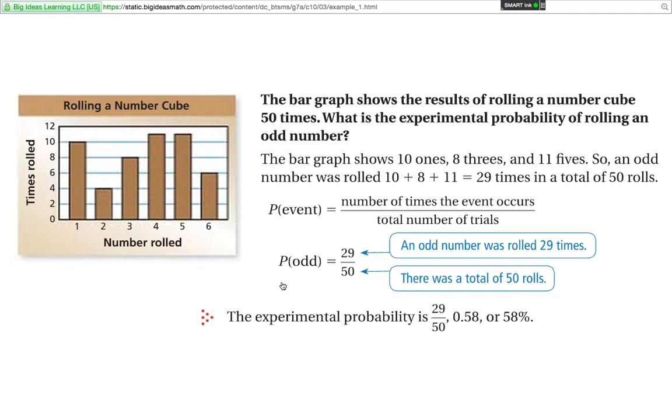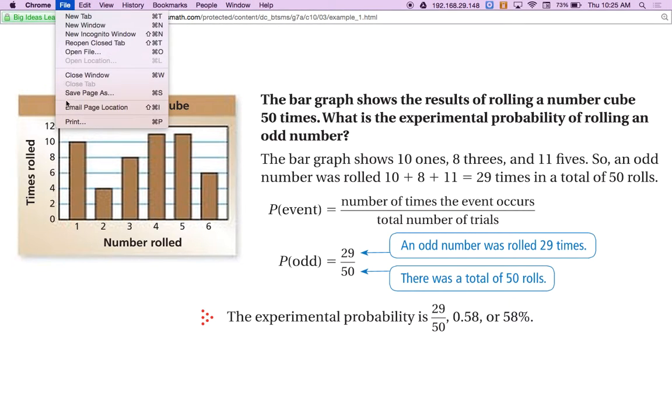So your experimental wasn't too bad. What do you think the theoretical would be for this one? In theory, what is your probability of rolling an odd number? How many odd numbers are there? 3. How many total outcomes are there? 6. 3 out of 6 is what percent? 50%, right? So in this case, you got 58%. If you were guessing odd numbers, you'd have a pretty good night, right? You had more experimental success than you would theoretically. And that's what gambling really is. You want to beat the odds. That's your goal. Next one.